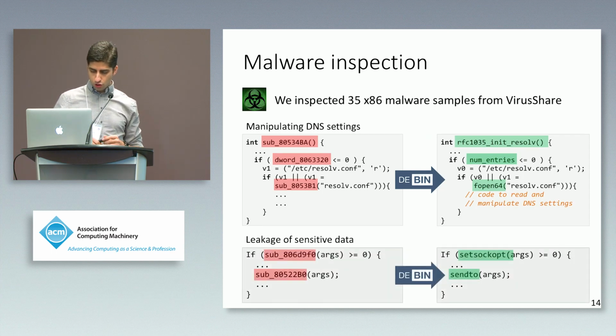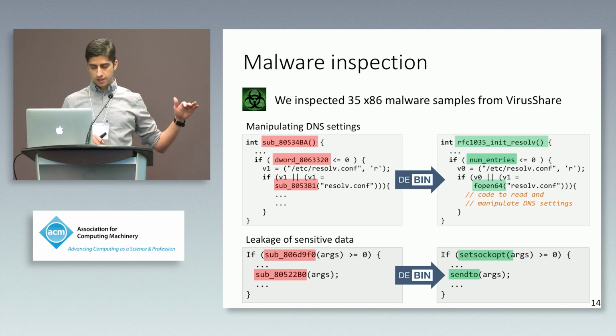And there were a few other useful examples. For instance, there was one malware that was opening a network connection and then sending sensitive data over this channel. Again, it correctly predicted the names for those functions. That's what made it easier to reach the conclusion that that's what's happening there.